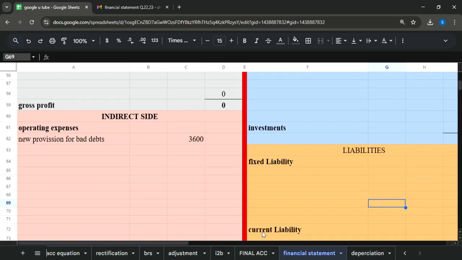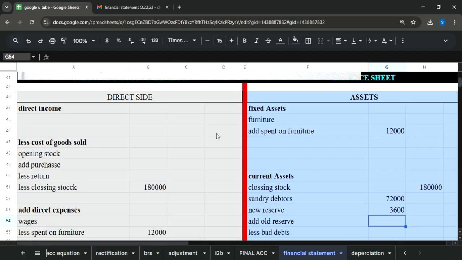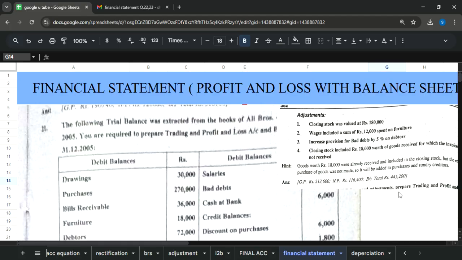But right now what you have understood, if it is an increase in provision, you are going to write only the new provision in operating expenses, and on the asset side you will have to remember this series: new reserve, old reserve would be added and bad debts would be subtracted. The final answer would be subtracted from sundry debtors. Alright guys, in this way our adjustment number 3 is completed.